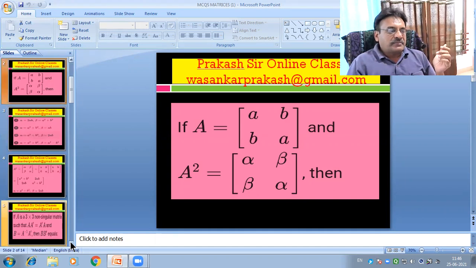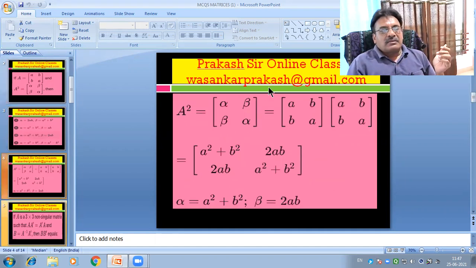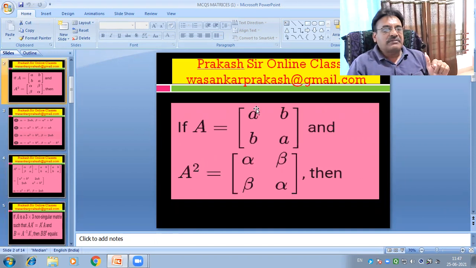Therefore here we find A square matrix. A square is equals to alpha, beta, beta, alpha. But A is equals to ABBA. So A square is equals to A into A. So this is A matrix, ABBA. This matrix is given. A square is equals to A into A matrix.